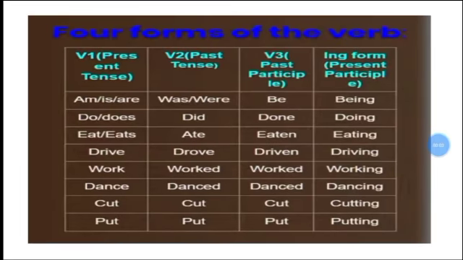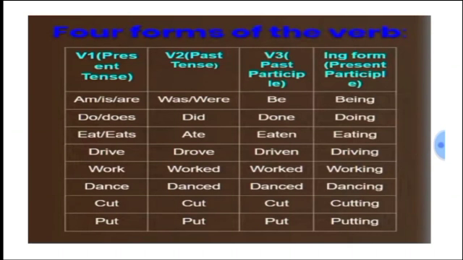So now here in this table, if you can see, V1 means the present tense or the base or the basic verb, the base form. V2 is the past tense form. V3 is the past participle form. And last is the ing form, meaning verb plus ing.